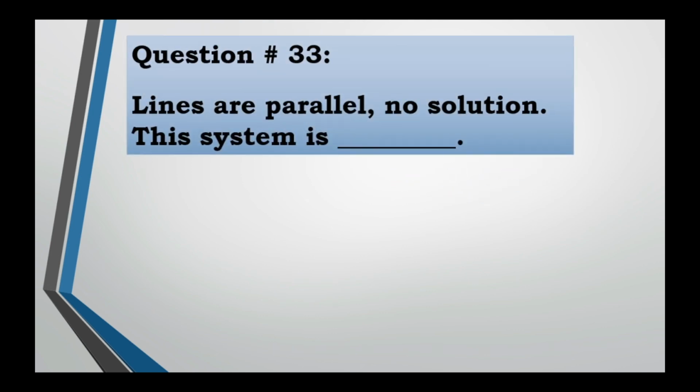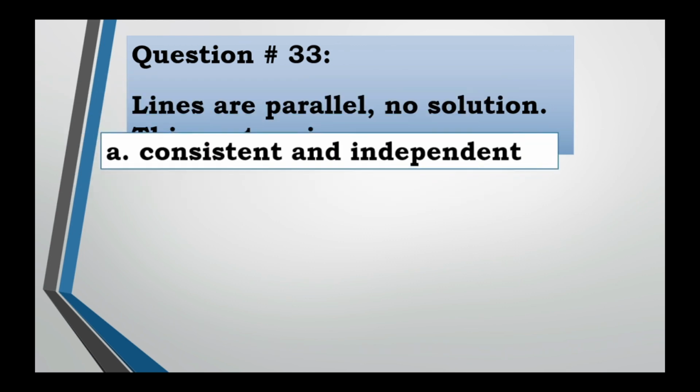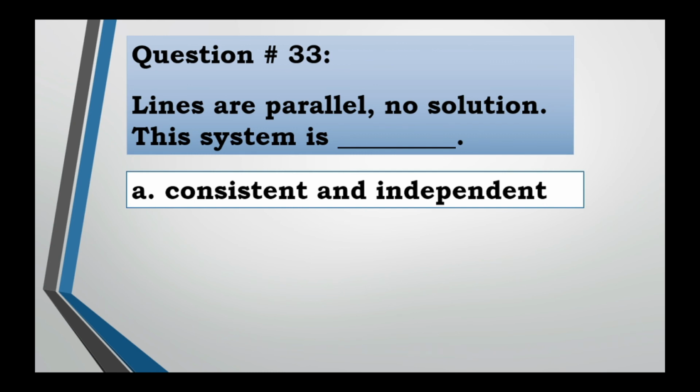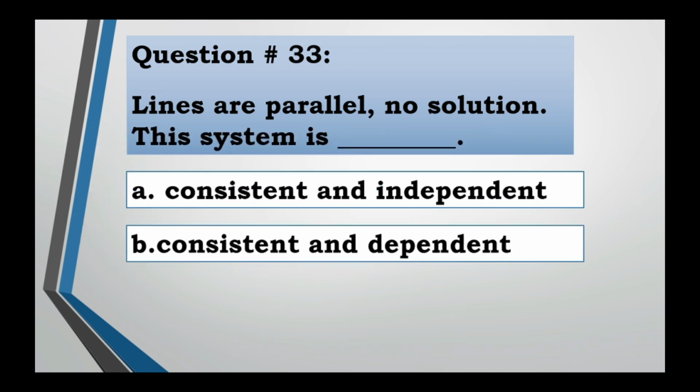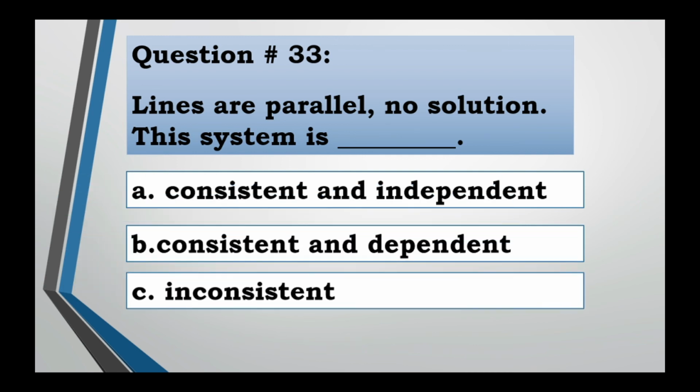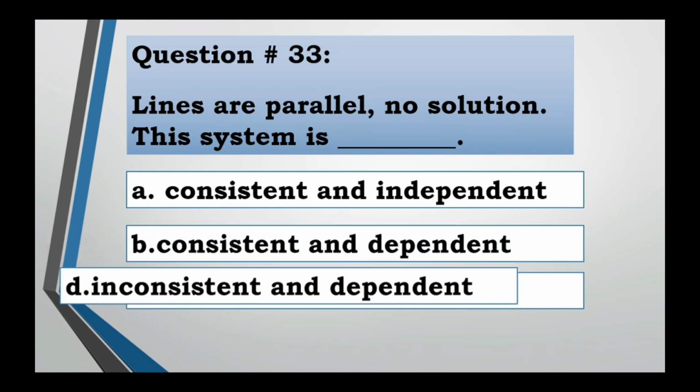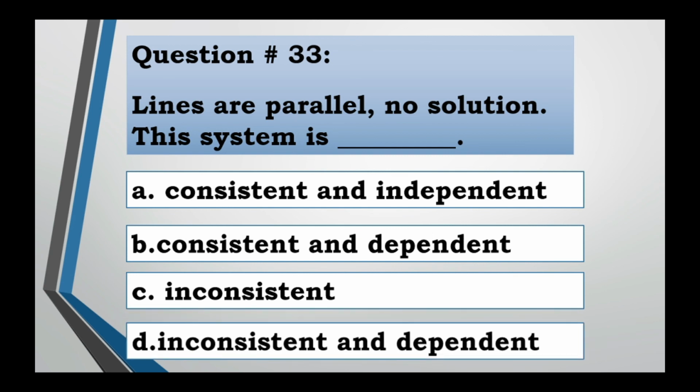Question number 33. Lines are parallel, no solution. This system is blank. Letter A, consistent and independent. Letter B, consistent and dependent. Letter C, inconsistent. Letter D, inconsistent and dependent.